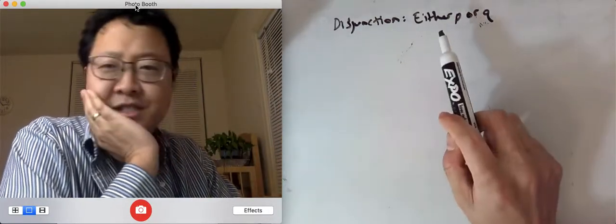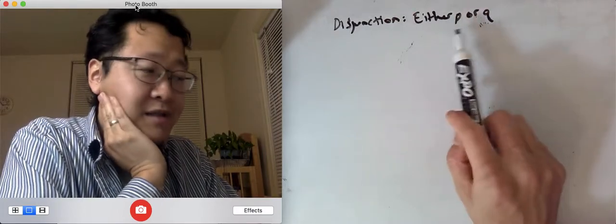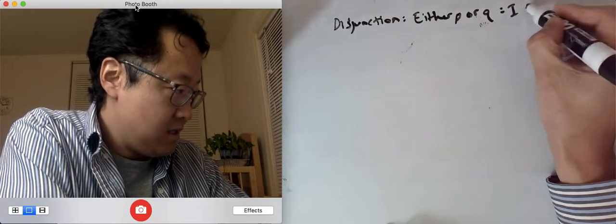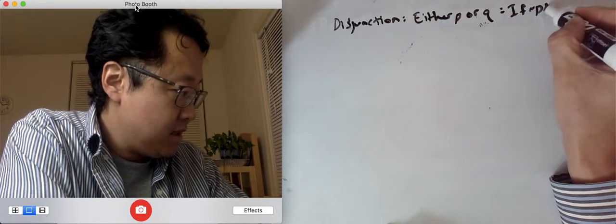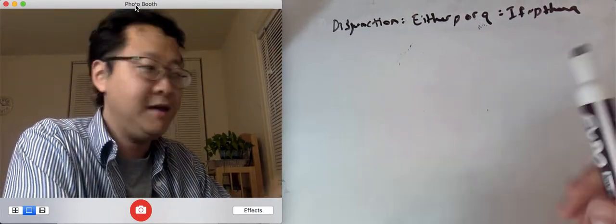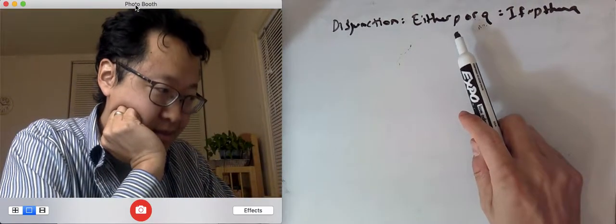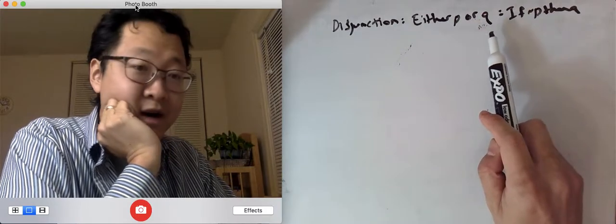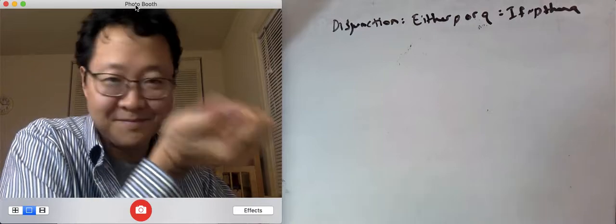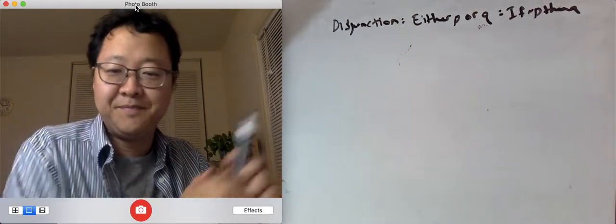Okay, and just as a review, either P or Q is equivalent to if not P, then Q. So remember, either you go to your room or you're grounded. That's the same as saying if you don't go to your room, then you're grounded. Okay, so there's our review.